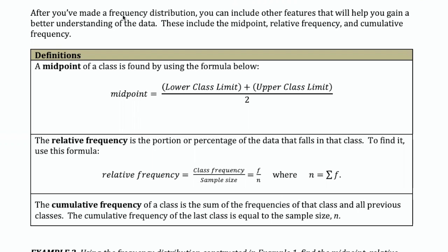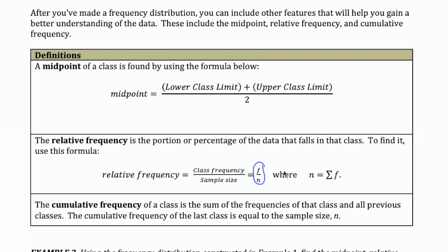The relative frequency is the portion or percentage of the data that falls within a class. To find it, you're going to use this formula. Relative frequency equals the class frequency divided by the sample size. And right here, you'll notice that we've introduced more symbols. Class frequency, again, we represent frequency with the letter F. Sample size is the number of pieces of data in our data set, and we always use the letter N for that.